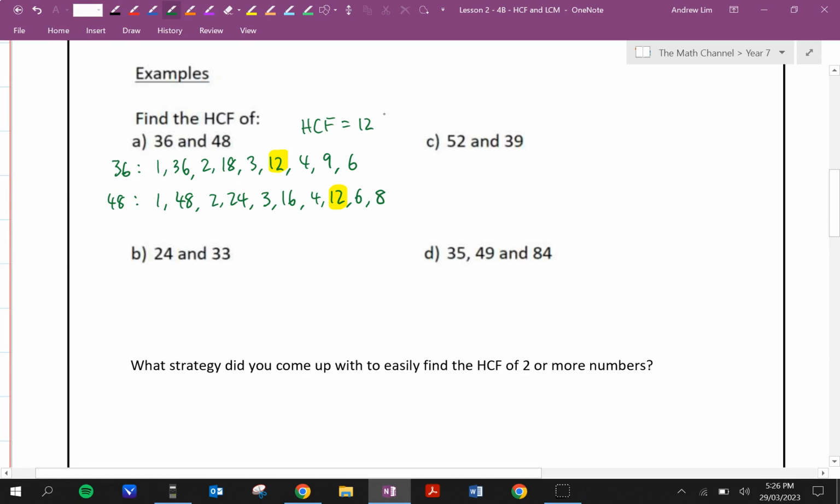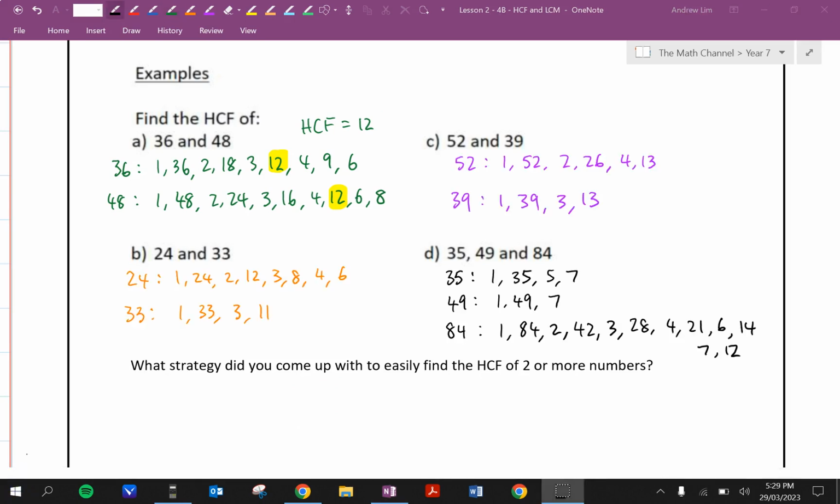So pause the video, have a go with B, C, and D, and then see if you can come up with a strategy to easily find the highest common factor of two or more numbers. Have a go. Okay, so here are all the factors of 24 and 33, 52 and 39, and 35, 49, and 84. If we have a look at question B, the highest common factor we can see here is 3. Of 52 and 39, the highest is 13. Of 35, 49, and 84, the highest is 7.